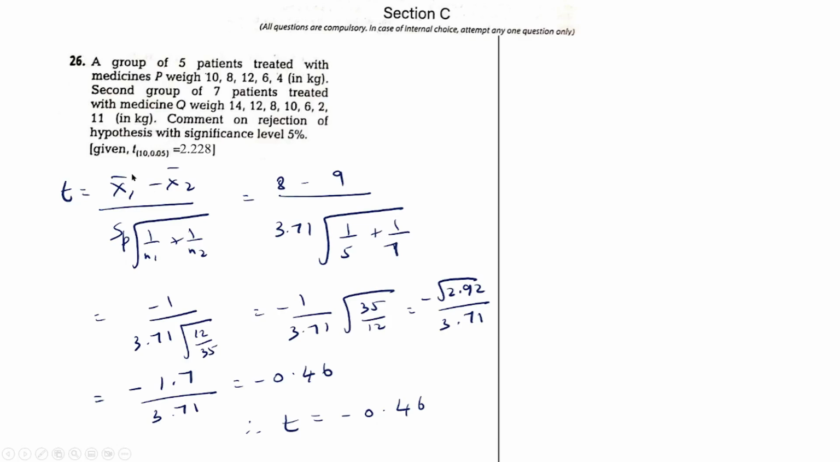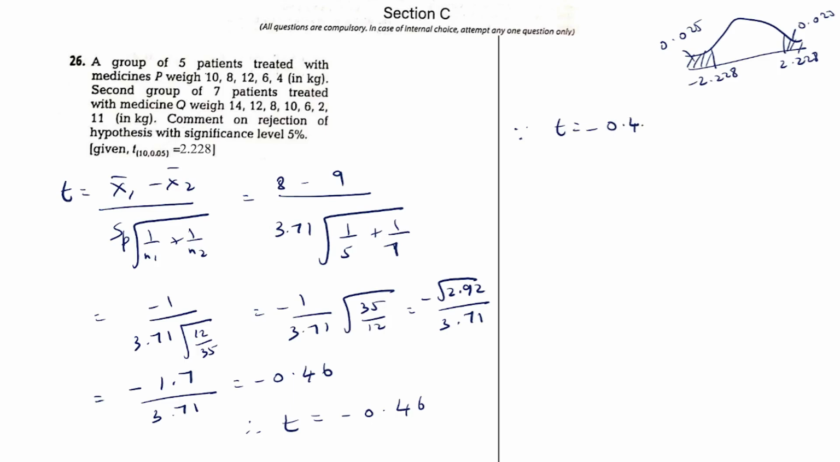Here it is given the critical value of T for 10 degrees of freedom and 5% level of significance is 2.228. This is a two-tailed test. So here the total region of rejection is 5%. So here we have 0.025 and here we have 0.025. So this is minus 2.228 and this is 2.228. Now this value T equal to minus 0.46 lies in the region of acceptance. As a result, we will accept H0.